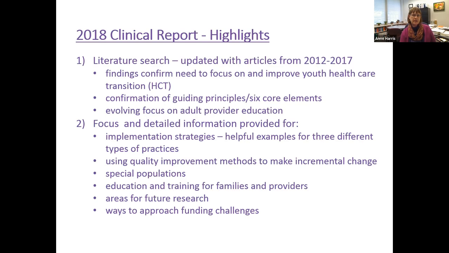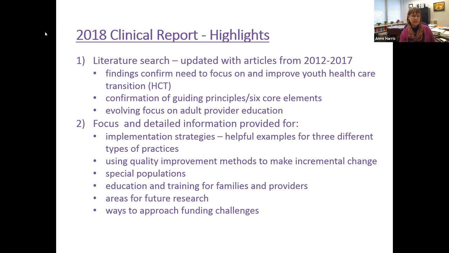The rest of the report gives quite a bit of detailed information on some implementation strategies, and in particular, for those of you who got a copy of the report, on page 7, there are ABC examples of different policy statements that different types of practices can use. So if you're looking for a policy, like how to introduce a transition policy to families, there are some really good examples there. And there's some other discussion about how to use quality improvement methods in practices. So those are more details that you might be interested in pursuing.